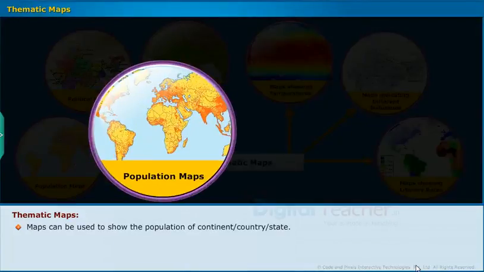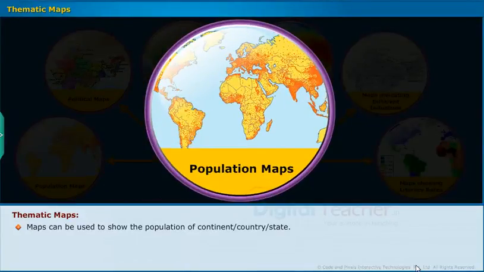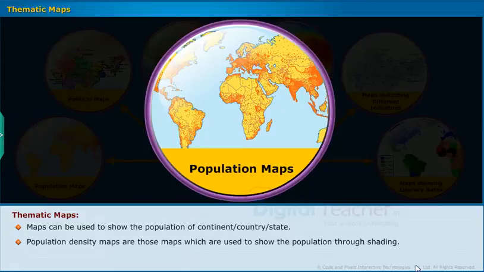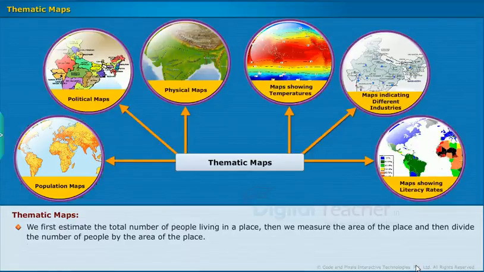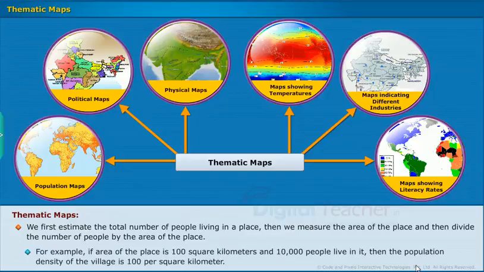Maps can be used to show the population of a continent, country, or state. Population density maps are those maps which are used to show the population through shading. We first estimate the total number of people living in a place. Then we measure the area of the place and divide the number of people by the area of the place. For example, if the area of the place is 100 square kilometers and 10,000 people live in it, then the population density of the village is 100 per square kilometer.